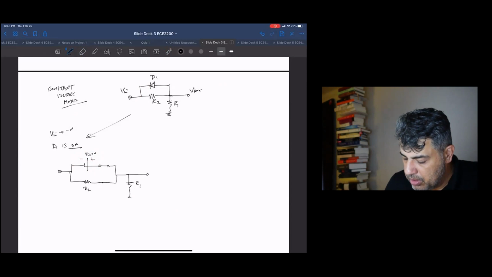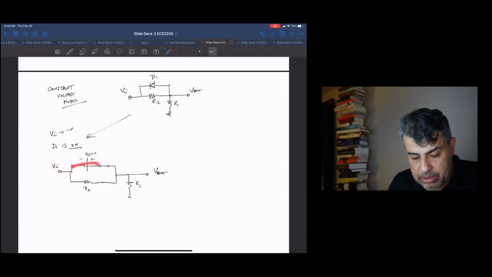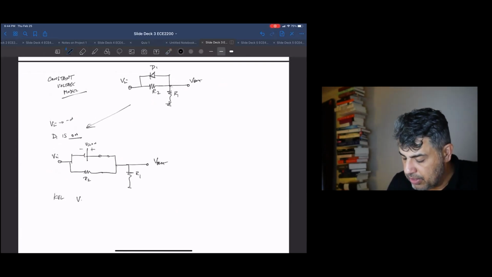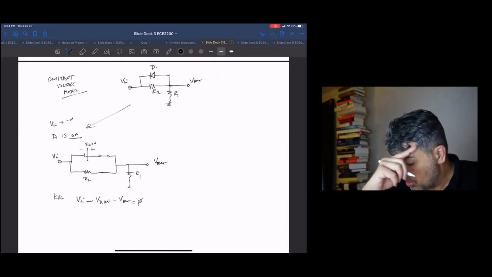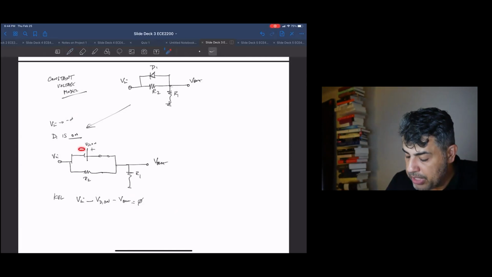Okay, R1, V out, V in. Again, in this case, if I do a KVL, it's V in minus Vd on is equal to V out. Or again, KVL says V in minus Vd on minus V out is equal to 0. No, I'm sorry, it's not minus. I screwed this up already. It's plus because this battery is minus to plus. So it's going to be V in plus Vd on minus V out is equal to 0. So V out is equal to V in plus Vd on.